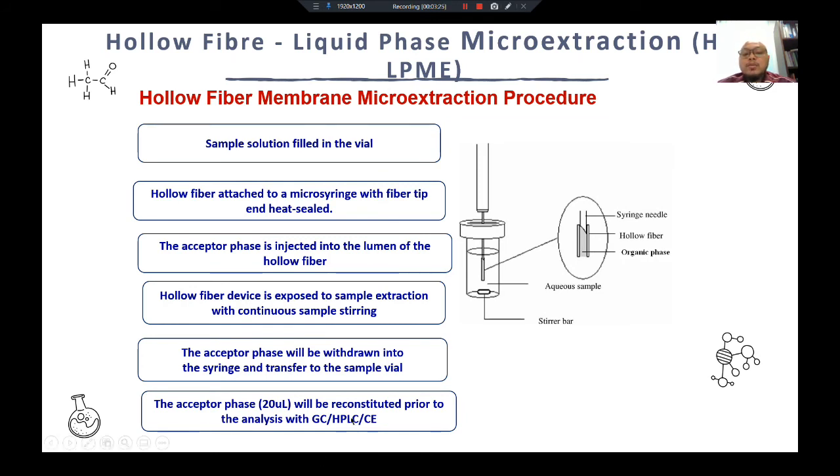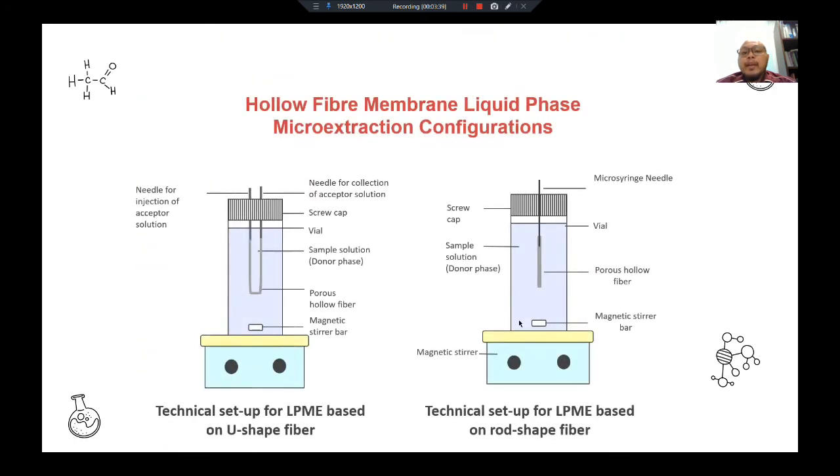Tapi kalau contoh macam HPLC, sometimes you need 10 microliter to 20 microliter. So you may need to reconstitute lah, sebab maybe you want to do replicate analysis kan. So depends, okay, kepada that particular factor as well.